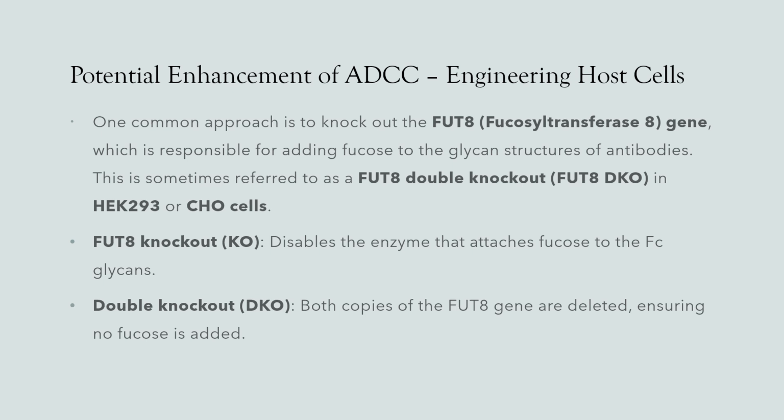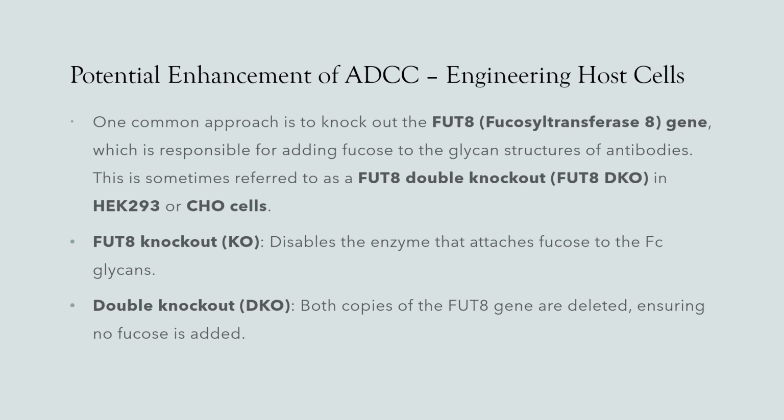in this particular case, what you're looking at is this ADCC effector function, and you want to enhance it. So you have this FUT8 knockout or double knockout, where both copies of the FUT8 gene are deleted, and FUT8 is responsible for adding the fucose to the glycan structure. And so what you want to do is remove that so that you can enhance the ADCC effector response.